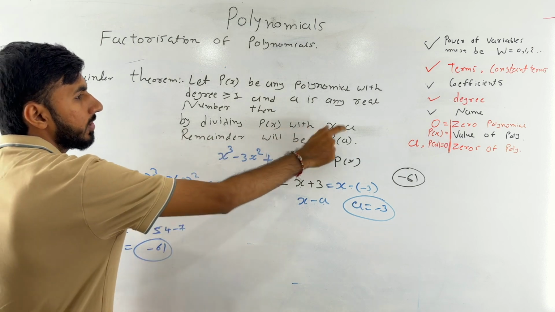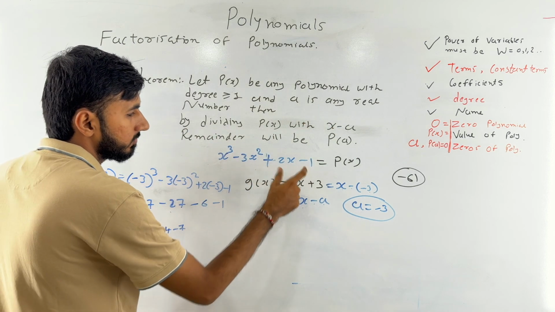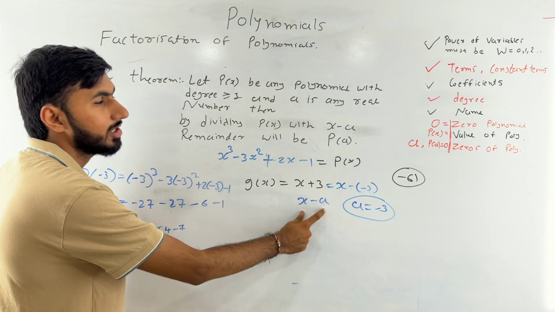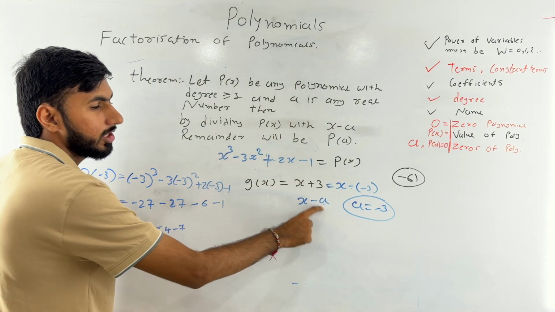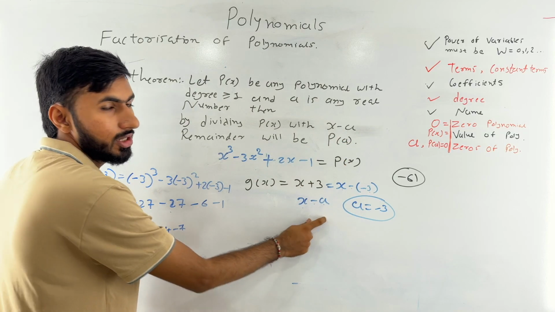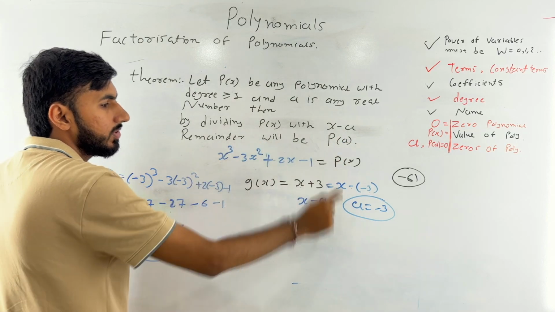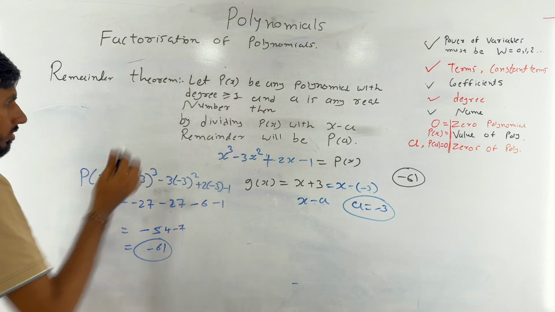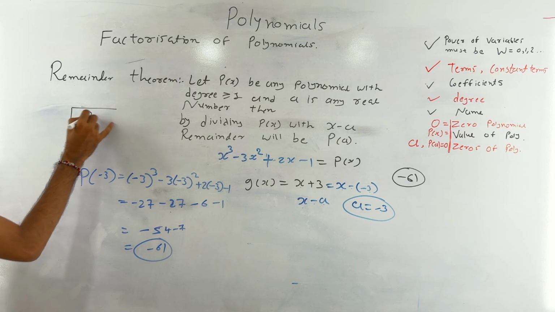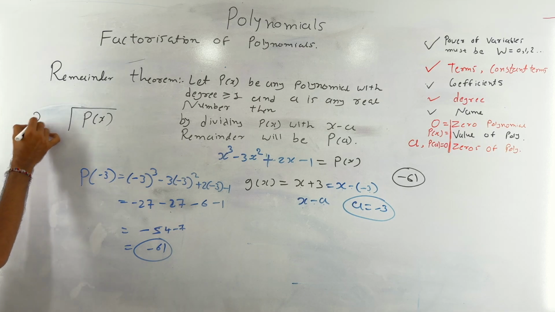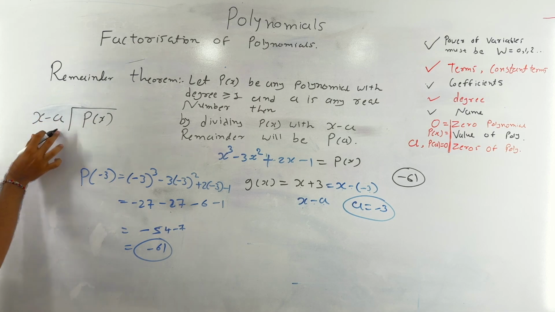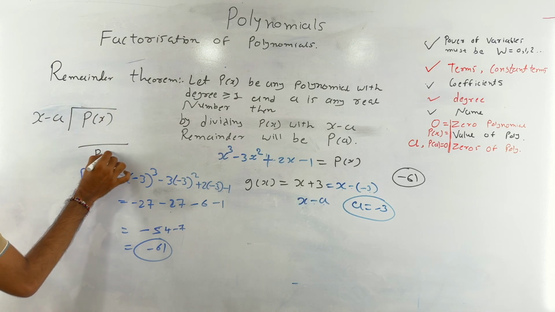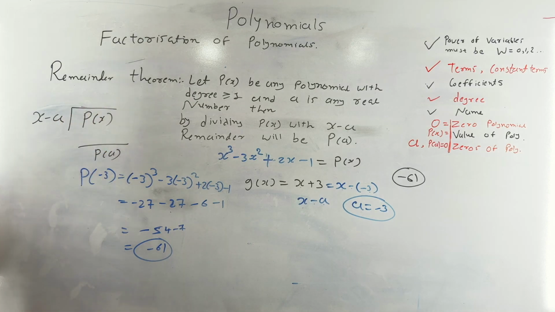Then by dividing p of x with x minus a, if you divide p of x with x minus a, so that's why I have compared g of x with x minus a, right? In the definition I have written only x minus a. So by dividing p of x with x minus a, your remainder will be p of a. So my remainder will be p of a, right? If you visualize this, it will look like here I have p of x, here I have x minus a. If you divide p of x with x minus a, you have some quotient here, right? And your remainder will be p of a. This is your remainder theorem.